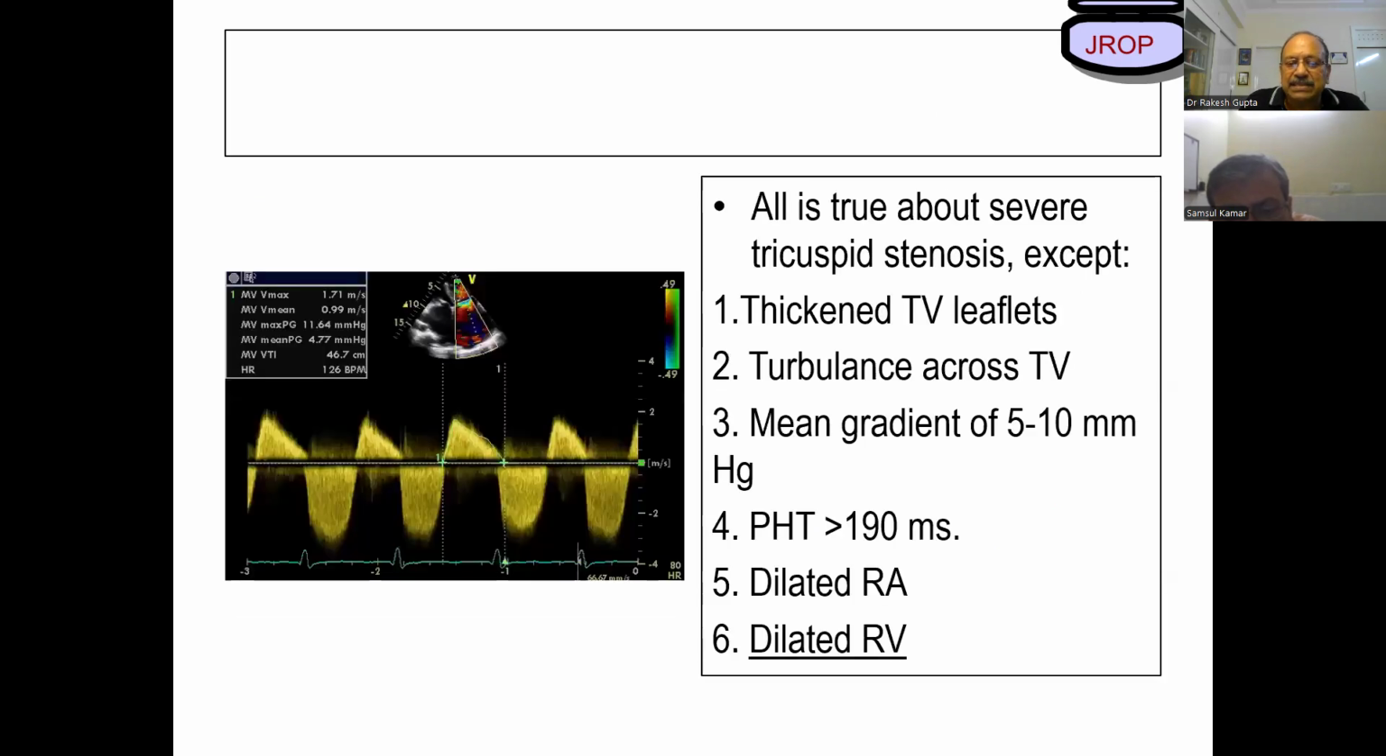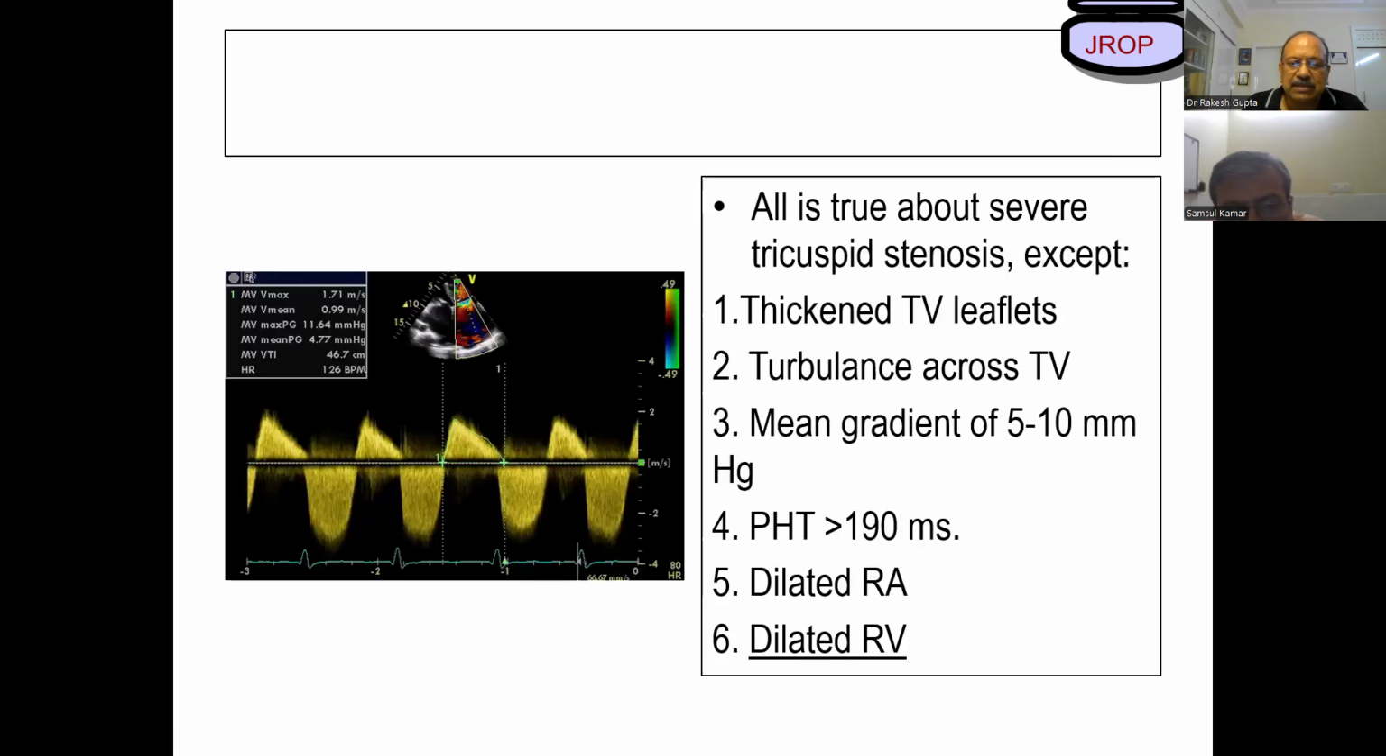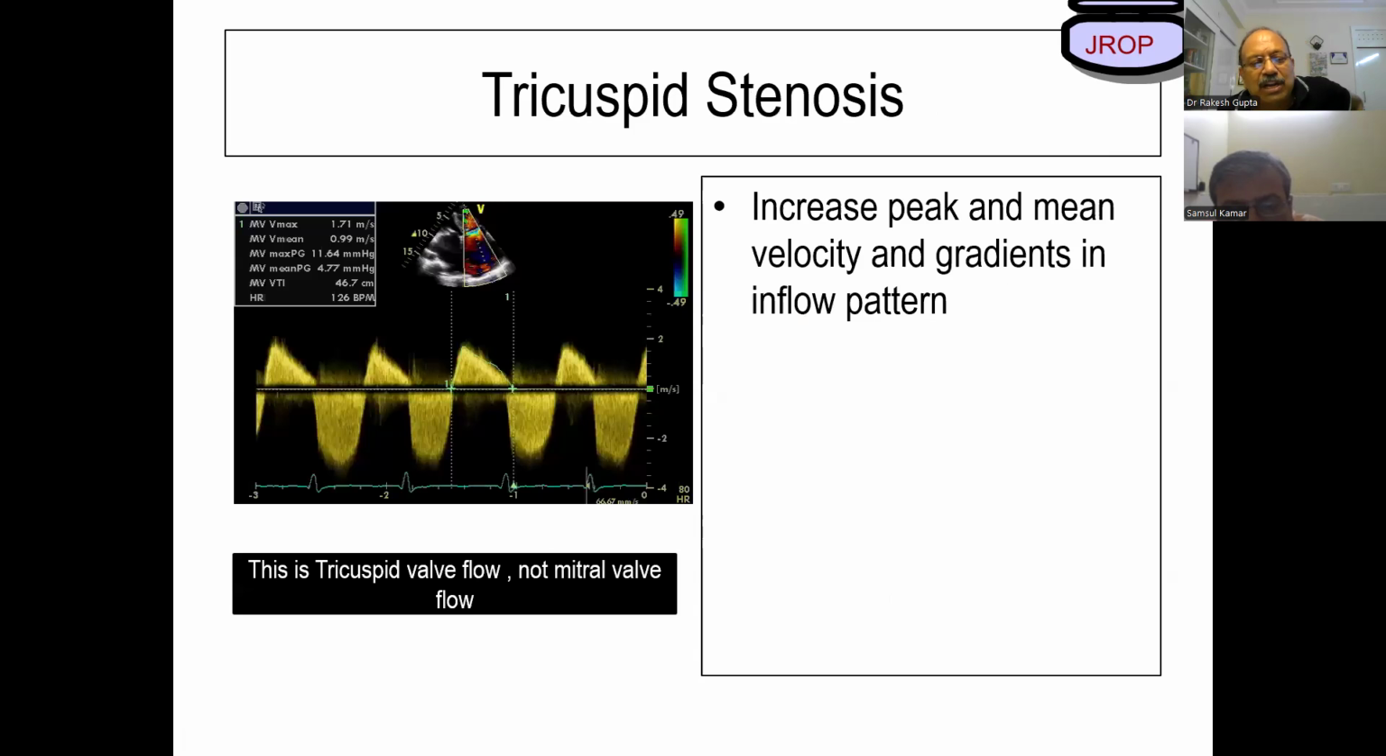If I have to summarize tricuspid stenosis in one go, I'd say all is true except one: thickened leaflets, turbulence across the tricuspid valve, mean gradient between 5 to 10, pressure half time more than 190, dilated RA and dilated RV. Dilated RV is never present in tricuspid stenosis.